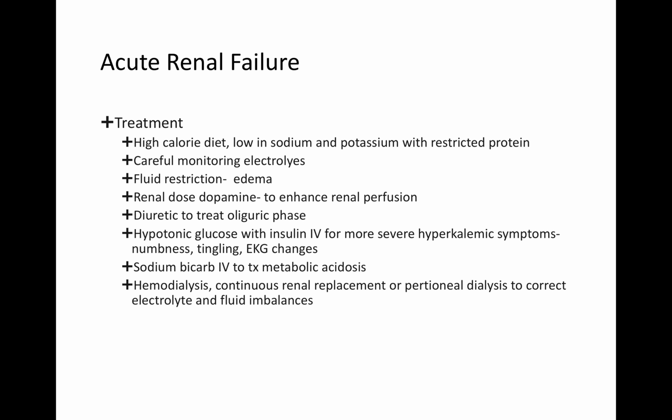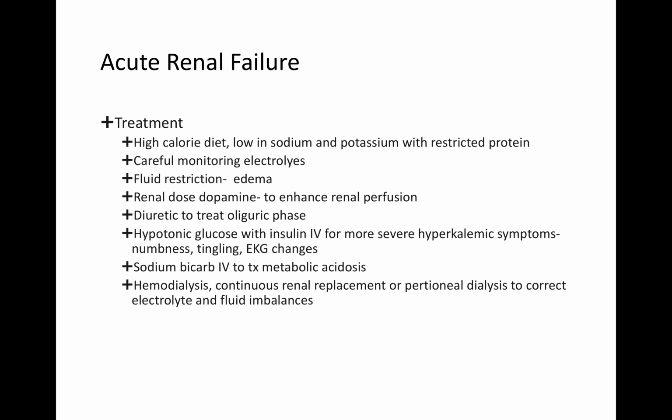So treatment, what are we going to do? Well, they need a high-calorie diet, low in sodium and potassium, and they will restrict the protein because we know we've already got a problem with protein. Careful monitoring of the electrolytes, sometimes twice a day. A fluid restriction because of edema, plus we don't want to overtax the kidney. Renal dose dopamine to enhance renal perfusion. Diuretic to treat the oliguric phase.